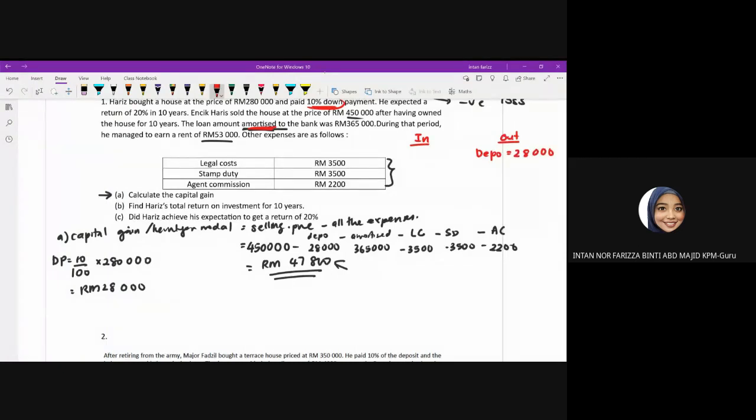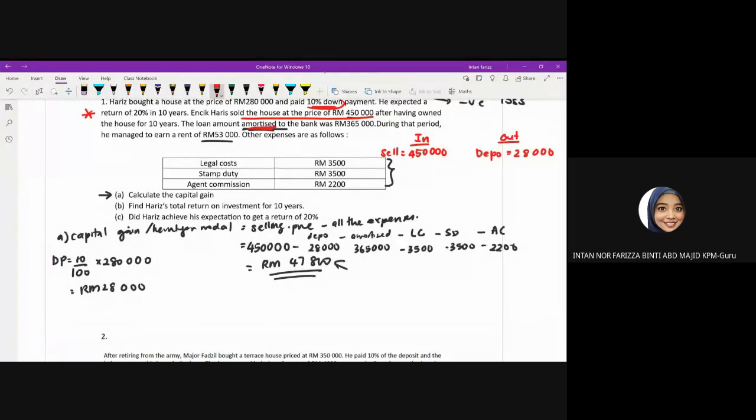Okay, jap. He expected a return of 20%. Okay, this one KIV first lah. Okay, next, he sold the house for 450,000. So when he sold the house, he will get the money, isn't it? So that means when money comes in, you have to put it under in. So sell is 450,000.